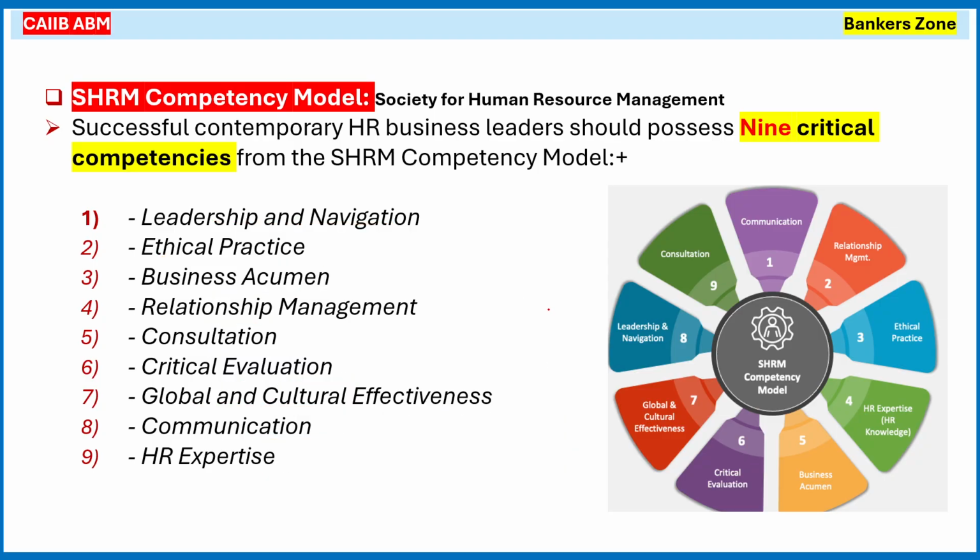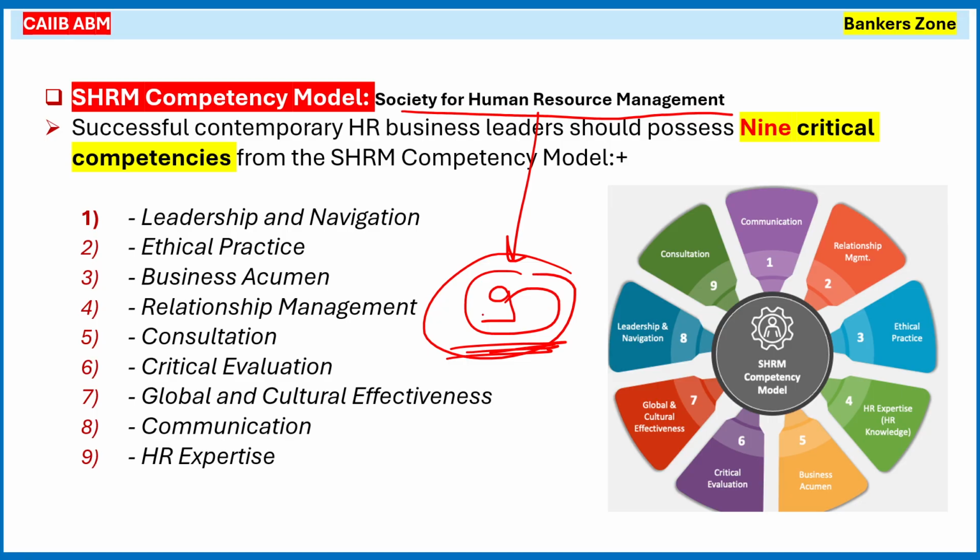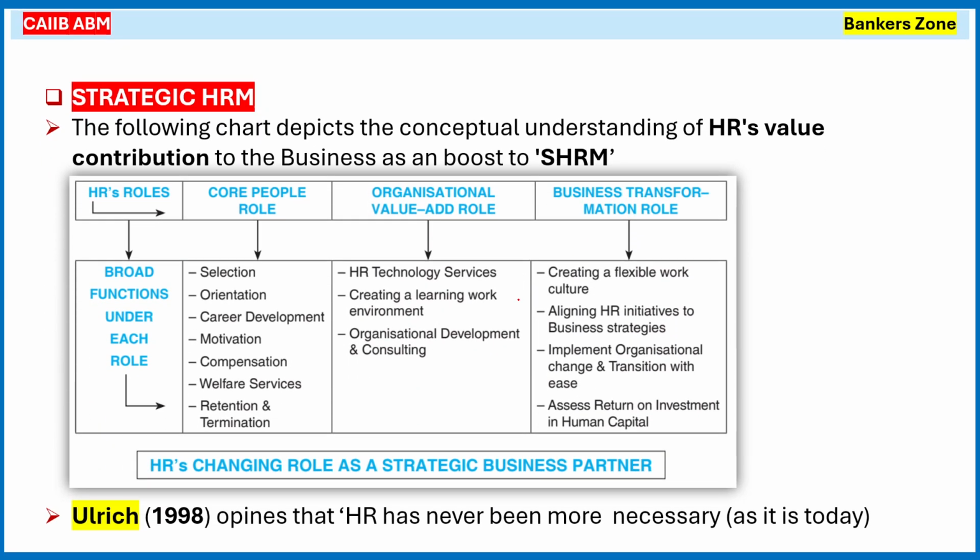Okay, I am also repeating that it is not expected from your side that you should be able to remember. But you should at least remember the full form. SHRM stands for Society for Human Resource Management, and it has 9 critical competencies. Remember, it has nine. You remember. Okay. Now, next is the strategic HRM.